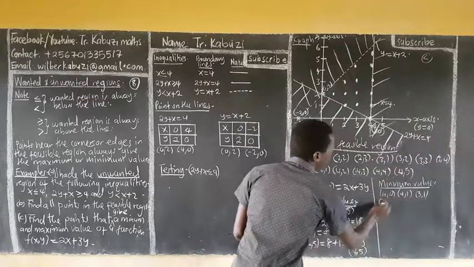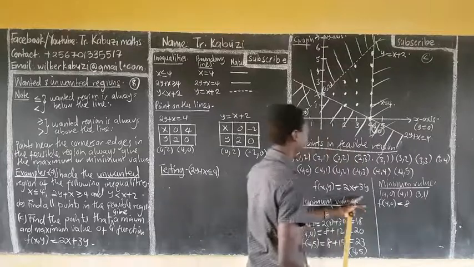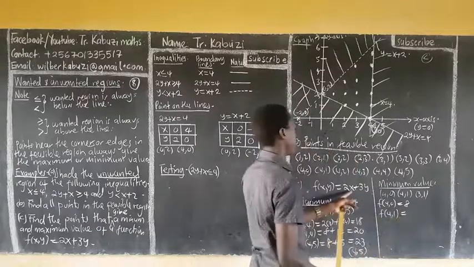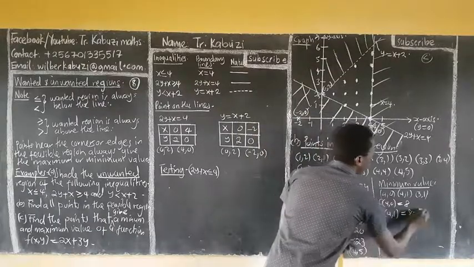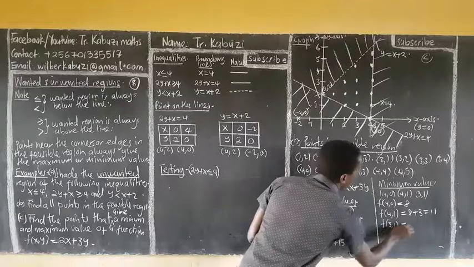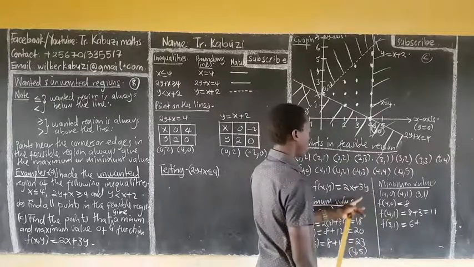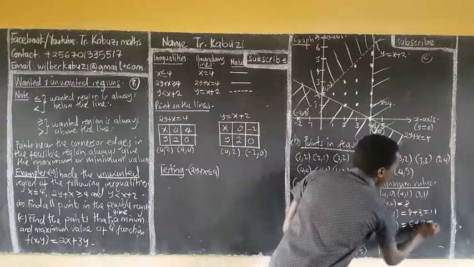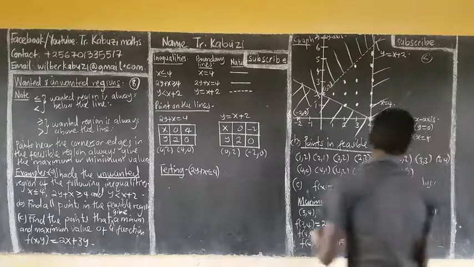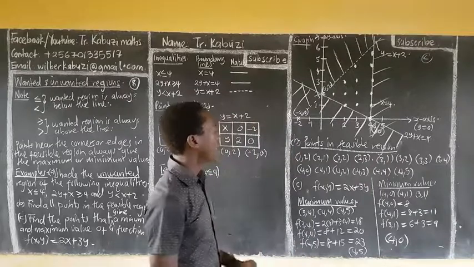So if we test f of 4, 0, x is 4, so we have 8, and the other is 0. Now if I test 4, 1, this is going to be 8 plus 3, which is 11. When I test 3, 1, I have 3 times 2, which is 6, plus 3 times 1, which is 3, and this will give me 9. And so the point that is giving us the minimum value is 4, 0.